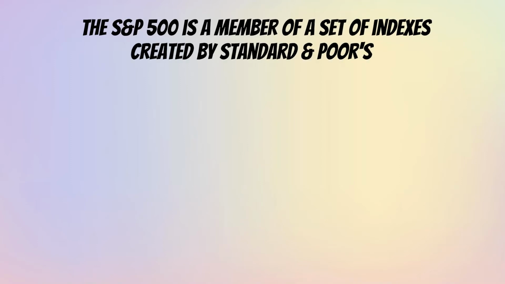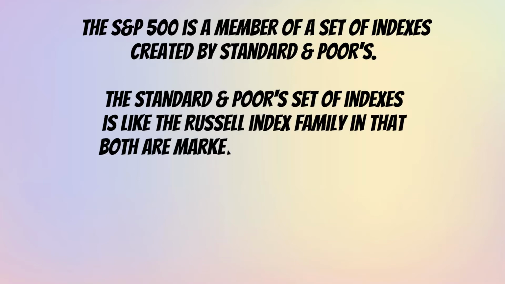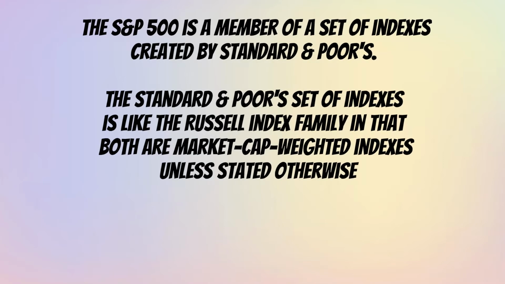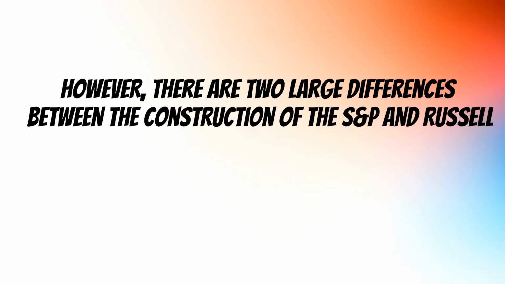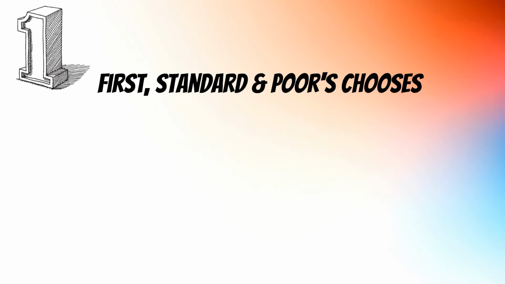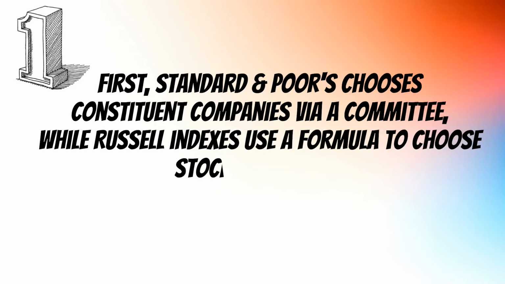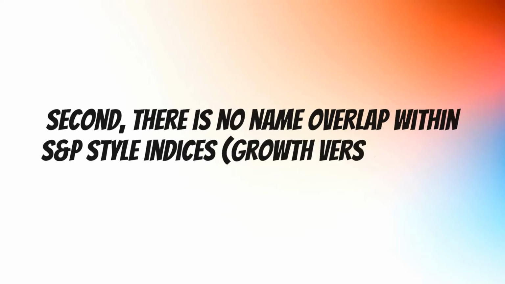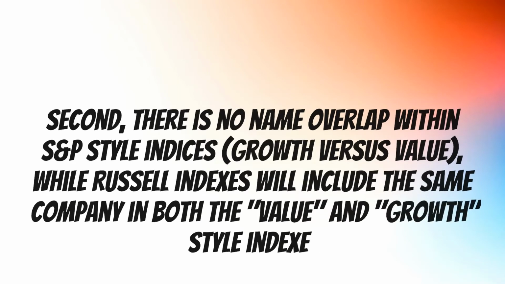The S&P 500 is a member of a set of indexes created by Standard & Poor's. The Standard & Poor's set of indexes is like the Russell Index family in that both are market cap weighted indexes unless stated otherwise, as in the case of equal weighted indexes, for example. However, the two large differences between the construction of the S&P and the Russell families of indexes are that first, Standard & Poor's chooses via a committee, while Russell Indexes uses a formula to choose stocks that they wish to include. Second, there is no name overlap within S&P style indexes, growth versus value, while Russell Indexes will include the same company in both the value and growth style indexes.